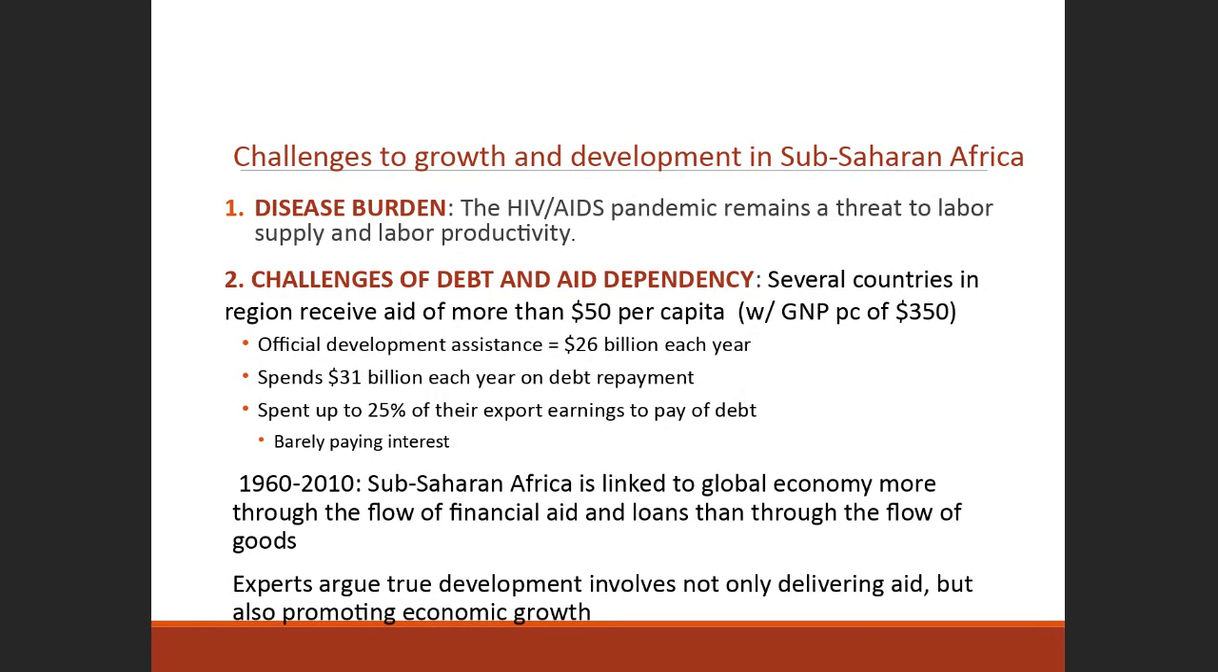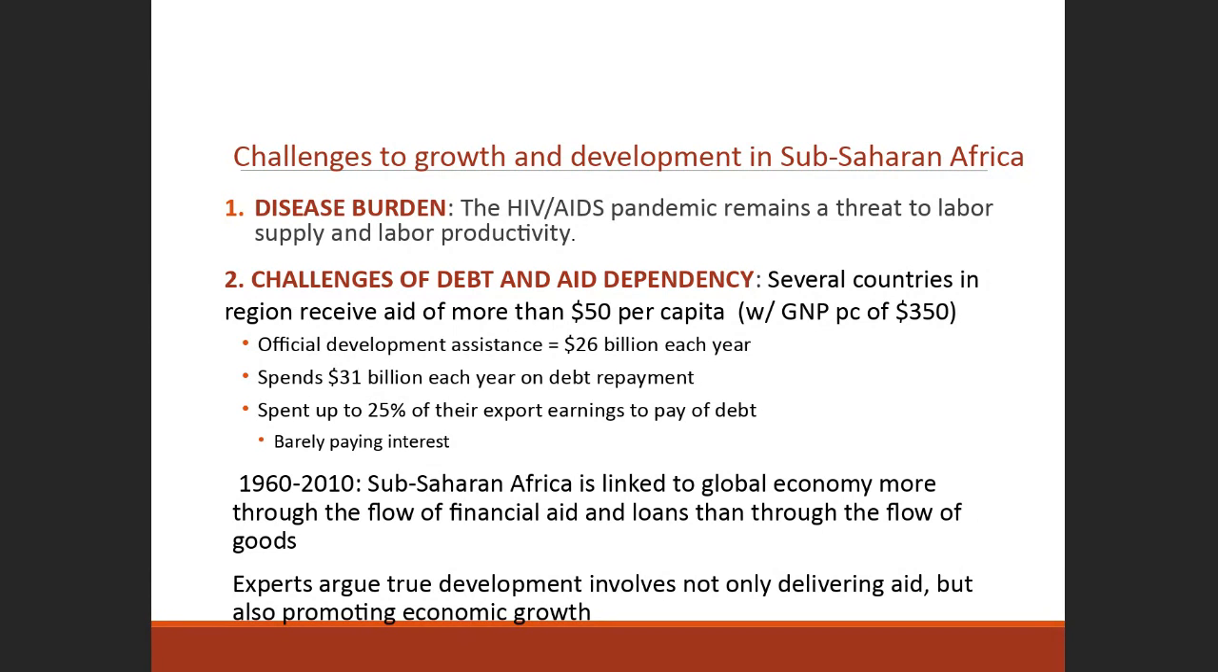Another challenge to sub-Saharan Africa's growth is the challenges of debt and debt dependency, and aid dependency as well. So several countries in the region are receiving aid at more than $50 per capita, but their GNP or their GDP per capita is only about $350, right? So one of the things that's happening is that there is official development assistance that comes from various United Nations organizations plus World Bank, plus what countries contribute to official development assistance, like the United States contributes a certain amount every year.